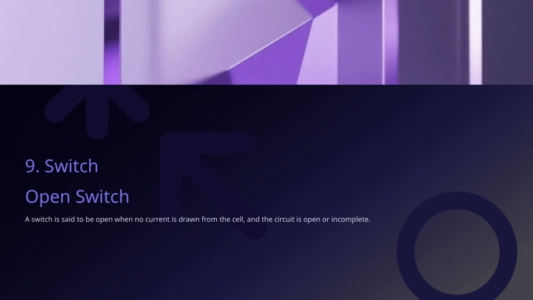This is an important concept because an open switch effectively stops the flow of current, which can be useful when we want to control or interrupt a circuit. Remember, the state of the switch, whether open or closed, directly impacts how the circuit functions. So, understanding open switches helps us grasp how to control electrical flow in various devices and systems.